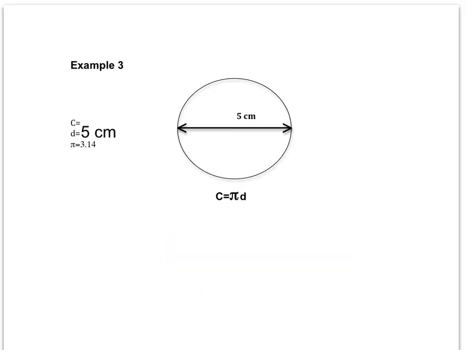So for our next example, I would like you to try and solve this problem when we have a diameter value equal to 5 centimeters and we're looking for the circumference. So please pause your screen and work through this example.